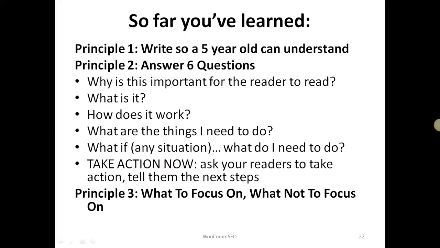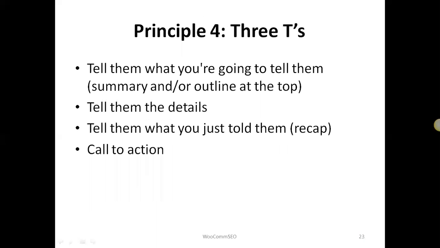So far you've learned 3 principles. First is to write it simply so that 5-year-olds and undergraduates and ordinary people can understand. The second principle is you answer 6 questions. Why is this important for the reader to read? What is it? How does it work? What are the things I need to do? What if? And then you replace that with any situation. What do the readers need to do in that situation? And then ask the readers to take action now and tell them the next steps. Principle 3, what should the readers focus on and what not to focus on? So experts answer that question.